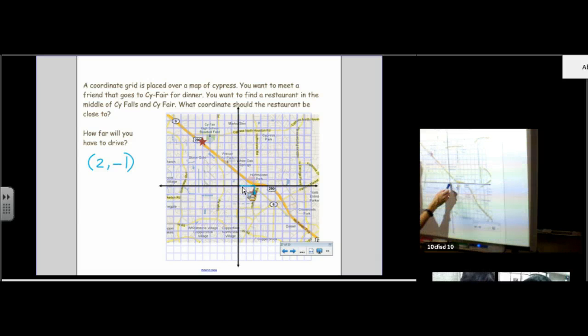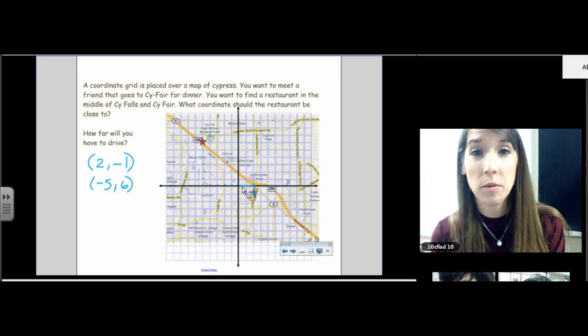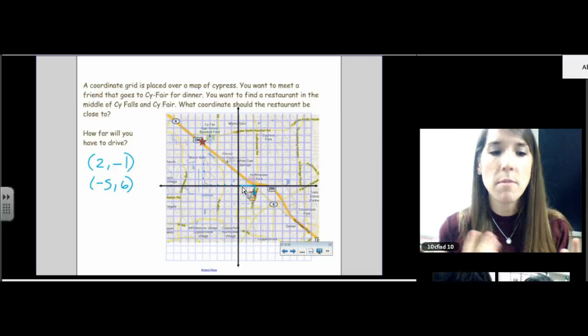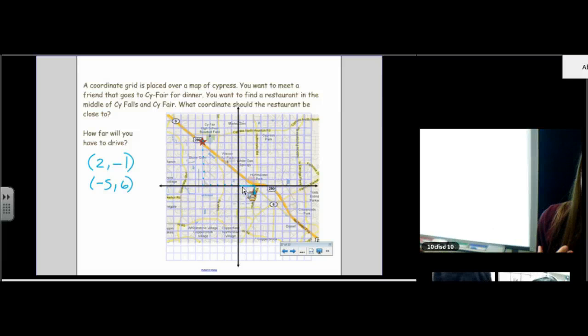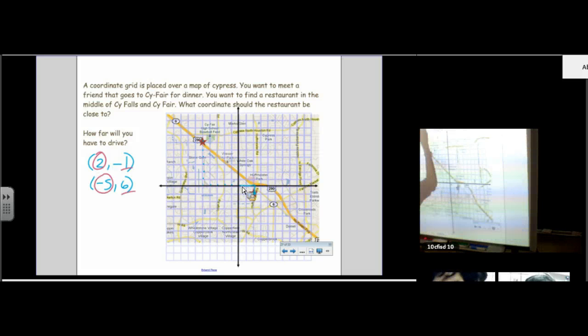Cy-Fair, it's right off of 290. It's at negative 1, 2, 3, 4, 5. And then 1, 2, 3, 4, 5, 6. So it's at negative 5, negative 6. Sorry, positive 6. If you want to find the midpoint to find out where the restaurant would be located, right in between those two schools, you're obviously finding the midpoint. You're going to use the midpoint formula. So you add your x's and divide by 2. Circle, circle, underline, underline. So add your x's, that's a plus, but it doesn't matter. And divide by 2. And add your y's, oops, sorry, negative 1, 6.